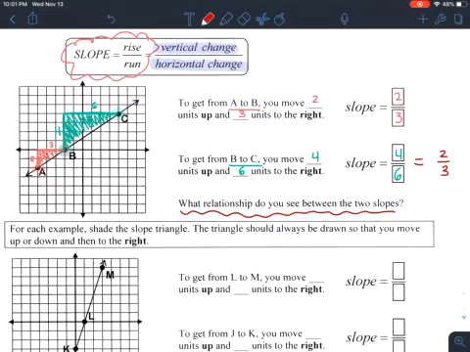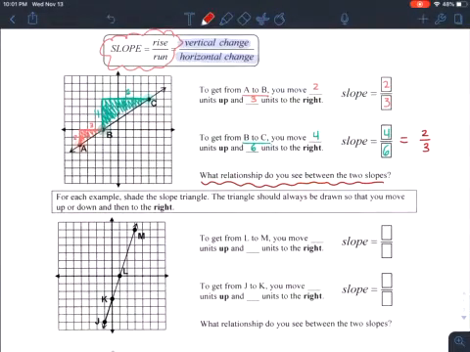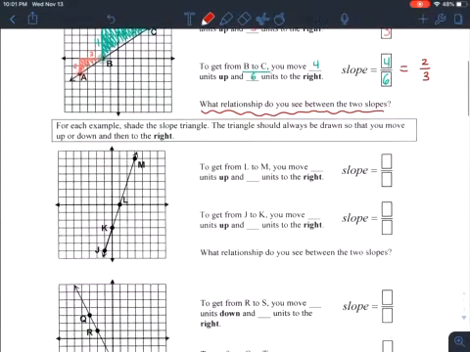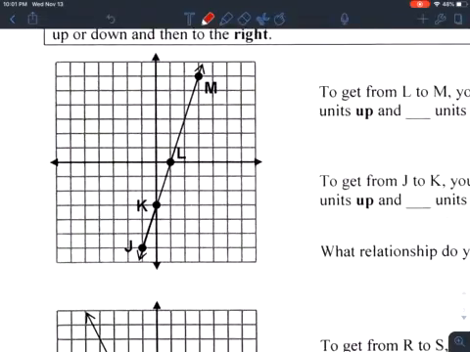So for each example below, shade the slope triangle. The triangle should always be drawn so that you move up or down and then to the right. So we're just going to follow the prompts. To get from L to M, I'm going to draw a slope triangle between point L and point M. So again, we're going to draw a triangle.